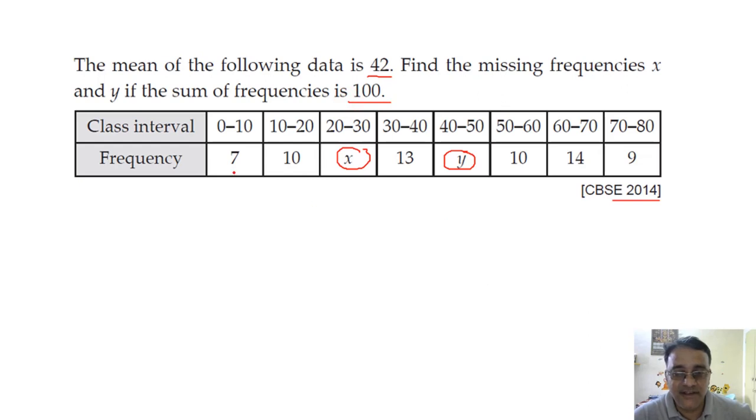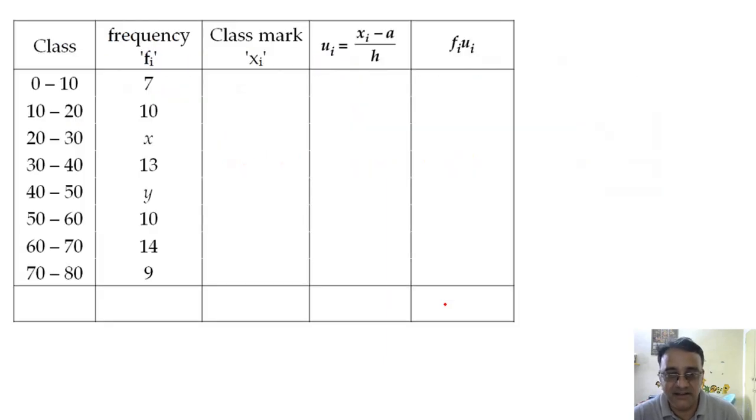so 7 plus 10 plus X plus 13 plus Y plus 10 plus 4 plus 9, the sum of all these frequencies is 100. Now we'll find first the class mark.